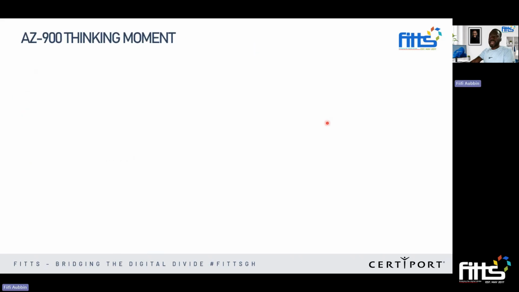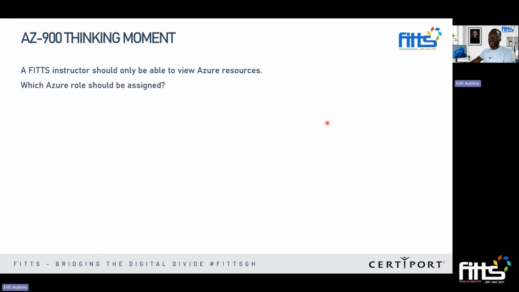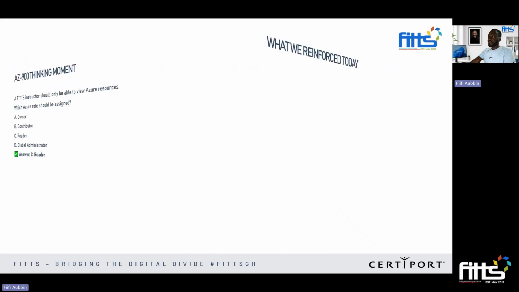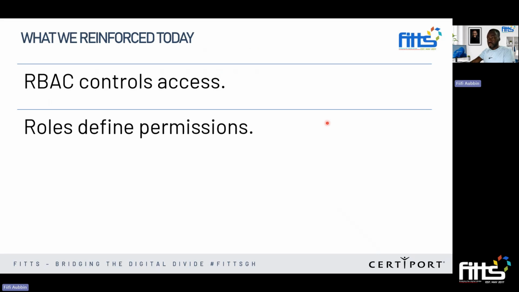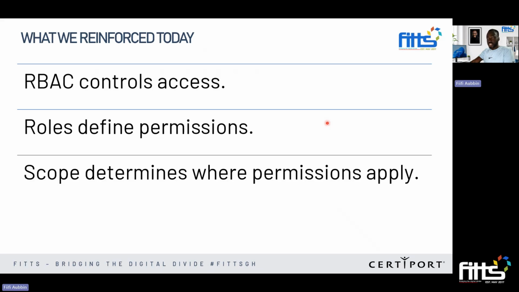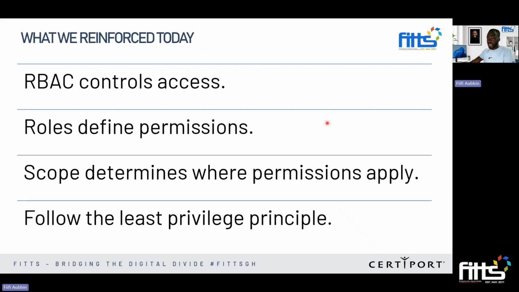So let's look at an AZ-900 thinking moment. A FITTS instructor should only be able to view Azure resources. Which Azure role should be assigned? We want you to just view. Is it owner, contributor, or reader? You're just viewing. That's it. Global administrator? No. So the obvious answer is reader. So what have we reinforced today? RBAC controls access. Roles define permissions, scope determines where permissions will apply, and follow the least privilege principle. So that is what it does.